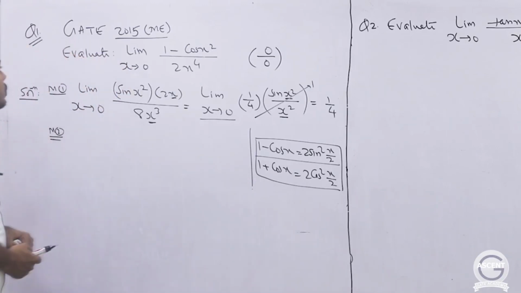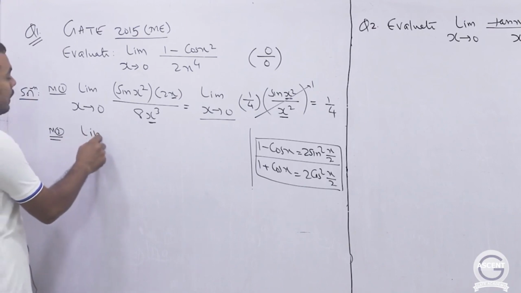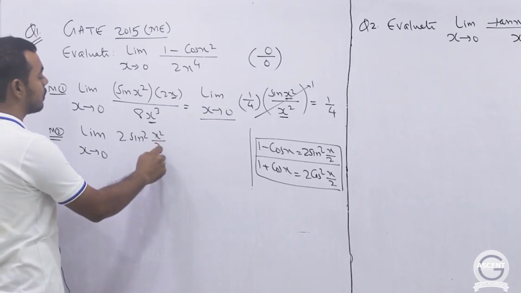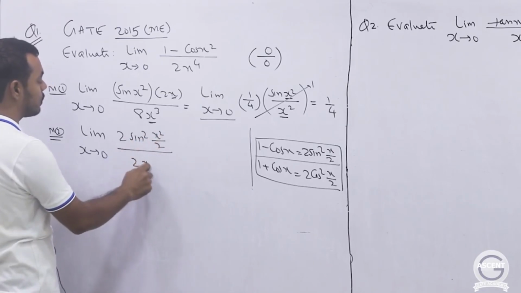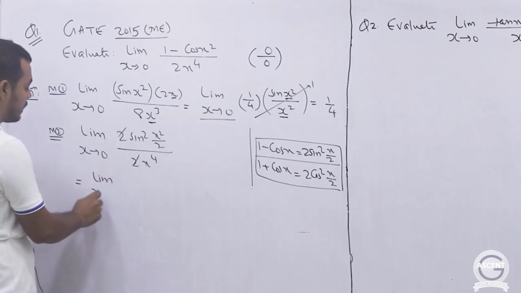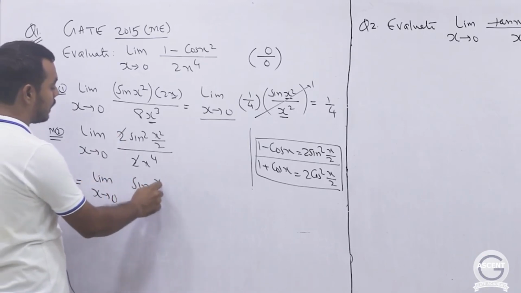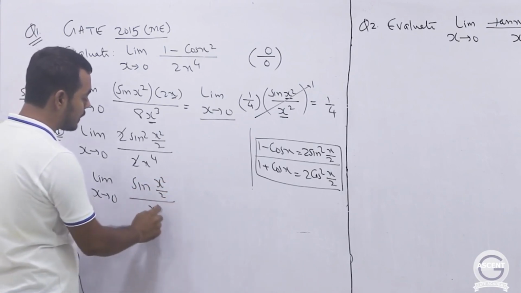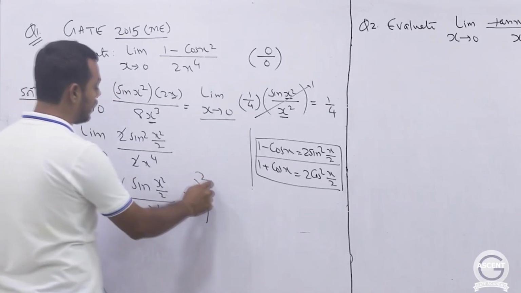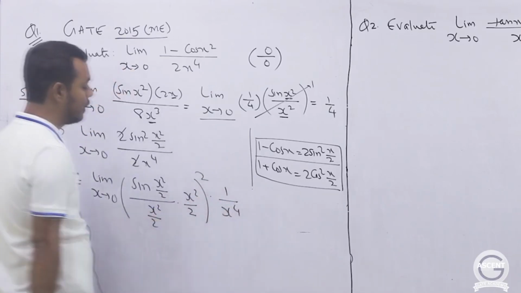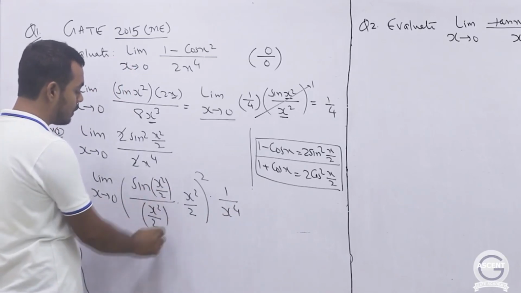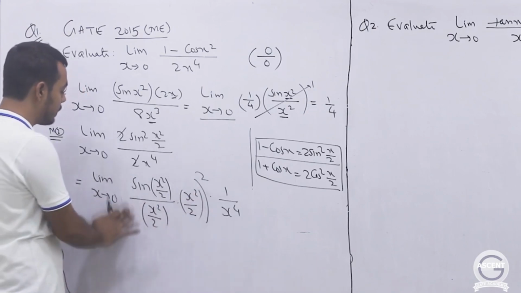So here if I apply that formula, then I will get limit x tending to 0, 2 sin square x square by 2, divided by 2x to the power 4. The 2 will cancel. This can be written as limit x tending to 0, sin x square by 2 by x square by 2, into x square by 2 squared, into 1 by x to the power 4. We have divided by the argument of sin multiplied by the argument of sin.